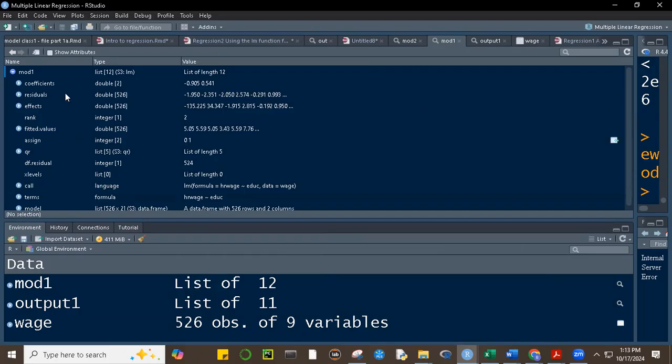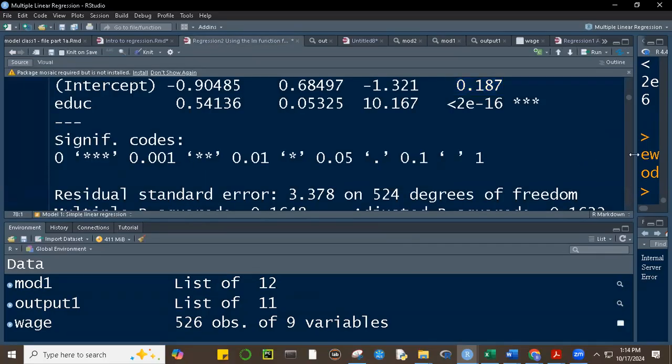Then we also have the residuals here, negative 1.95, and then we have the fitted values here. Let's just evaluate, class, if these values are indeed 5.05. If this is indeed the predicted value. The fitted value is your predicted value. So let's check it here.